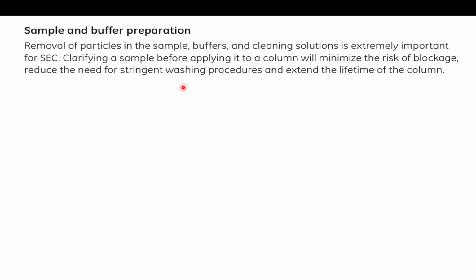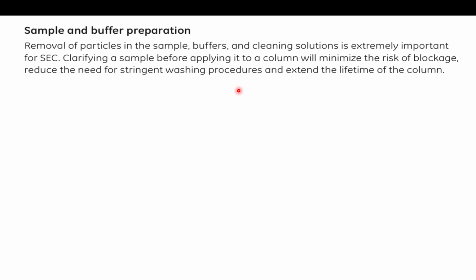Okay, so these stringent washing procedures can hamper the lifetime of the column. So we need to reduce the usage of stringent washing procedures. For that we have to take care to clarify the sample as much as possible, and to use filtered buffers before passing them through an SEC column.